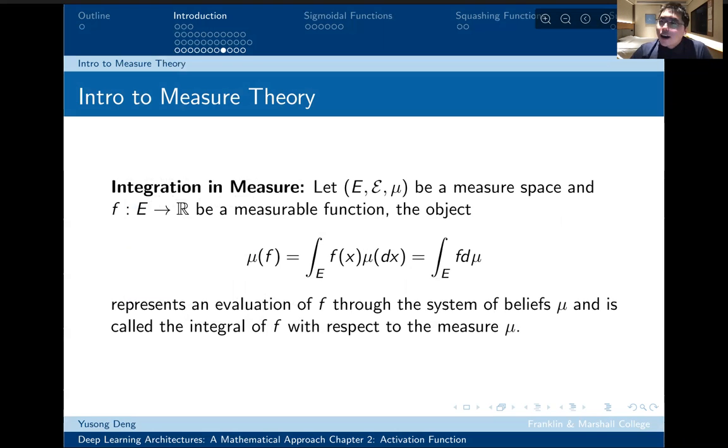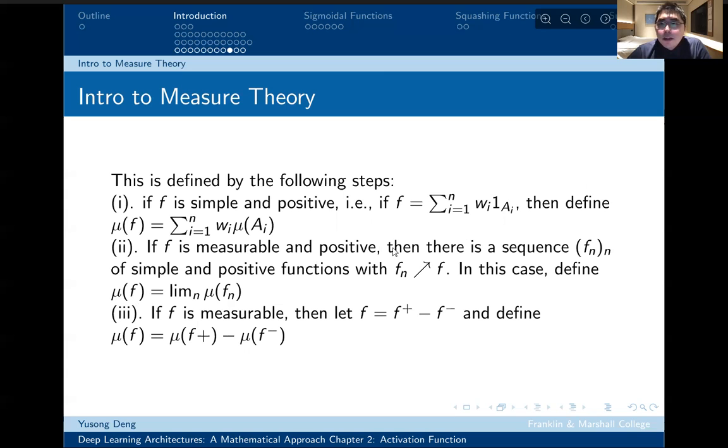The next thing is integration in measure. So this is a measure space, and f is from E to the real line, a measurable function. Then mu(f) equals the integral of f(x) mu(dx), equals the integral of f d mu, representing an evaluation of f through the system of beliefs in mu, and is called the integral of f with respect to the measure mu. All right, and this is defined by the following steps.